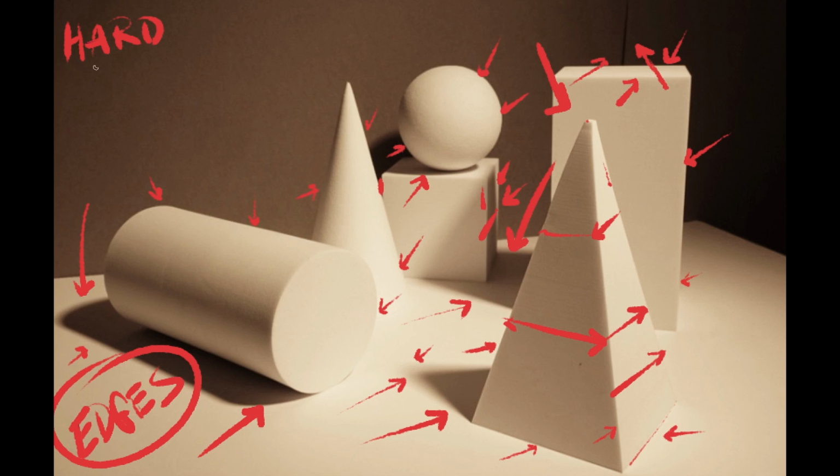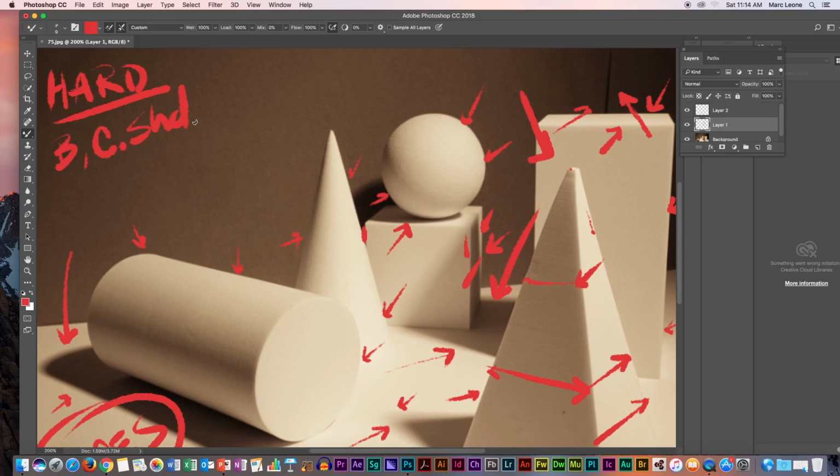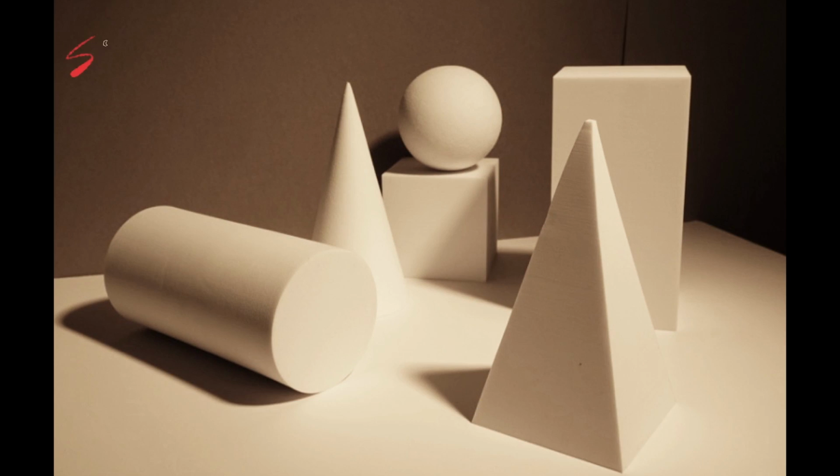So harder edges occur at boundaries, I'll just put B for boundaries, and also cast shadows. That's very important. Okay, so I'm going to take this layer off, and then we'll go on to the same image and look at soft edges. Let's take a look at soft edges. Soft and hard working together. So let's go find the soft ones.